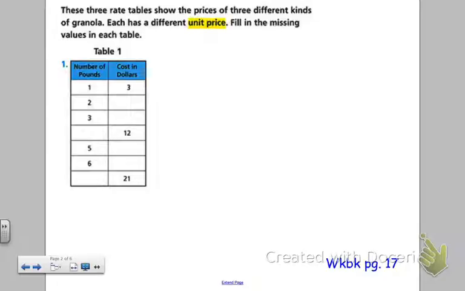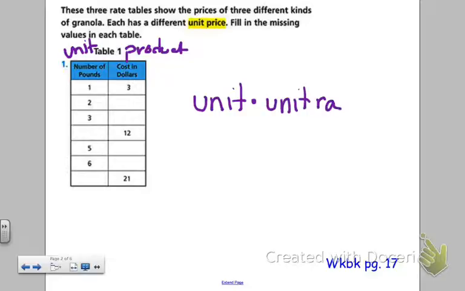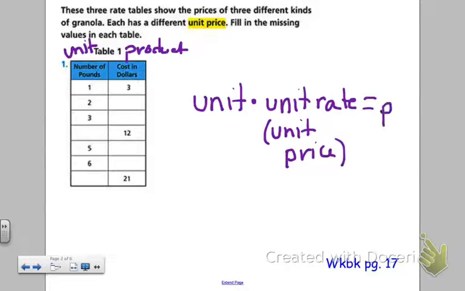Now, we're only going to look at Table 1 together. You can do Tables 2 and 3 on your own. In Table 1, you can see the number of pounds and the cost in dollars. So the number of pounds is your unit, and the cost in dollars is the product. Now remember, we always said it was the unit times the unit rate, or in this case, unit price, and that would give you the product.